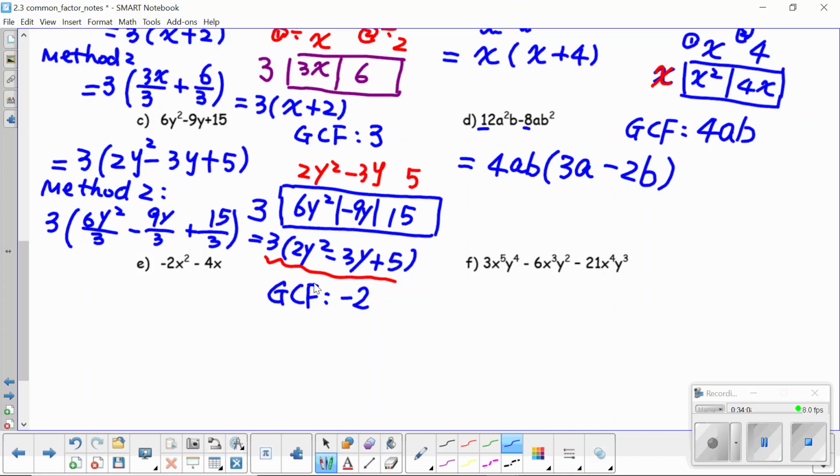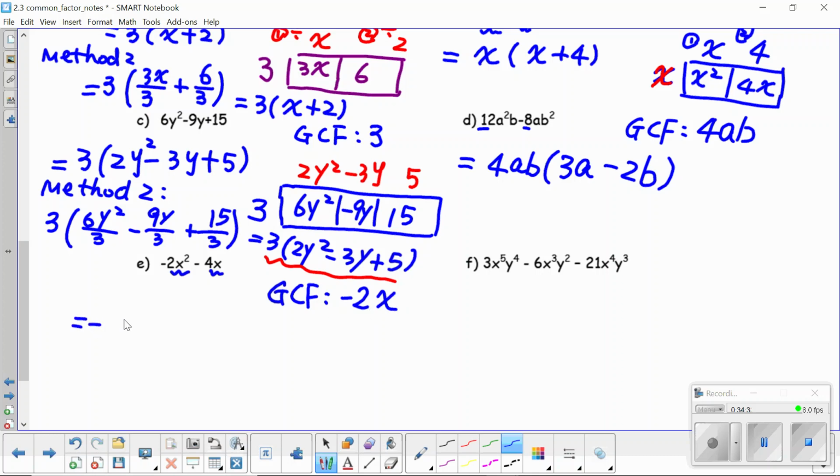So negative 2. Then for the variable, you have x squared, x. Both terms you have letter x. So x could be the common factor. Then we look for the lowest degree. X squared, x. This one by default is 1. So lowest will be x.